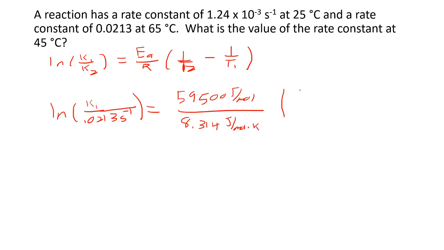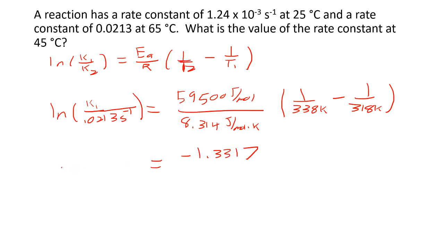And then I've got to plug my temperatures in. So we still have 1 over 338 Kelvin for our T2, and then we have minus 1 over 318 Kelvin for our T1. Then I'm going to plug in some numbers. And over here on the right side, everything cancels, so I won't have a unit. I'm going to get negative 1.3317.